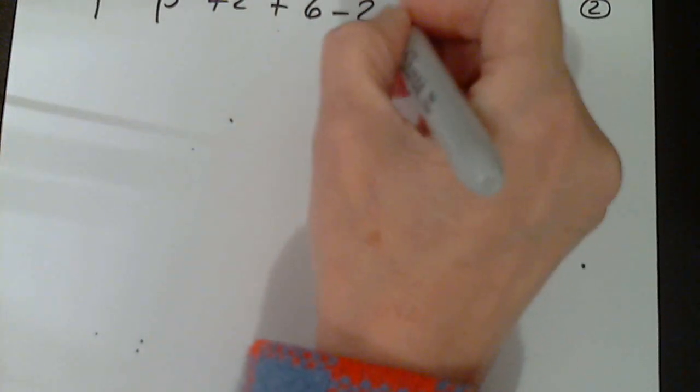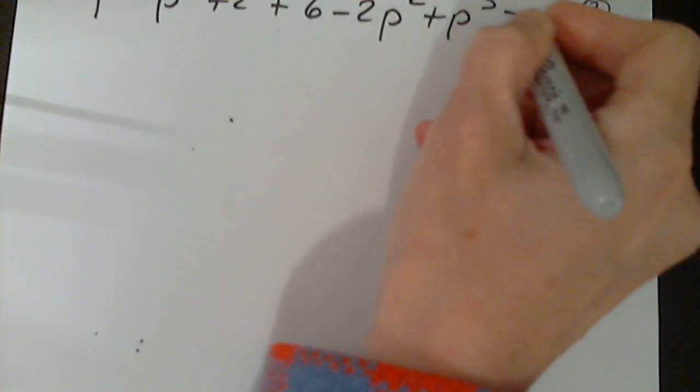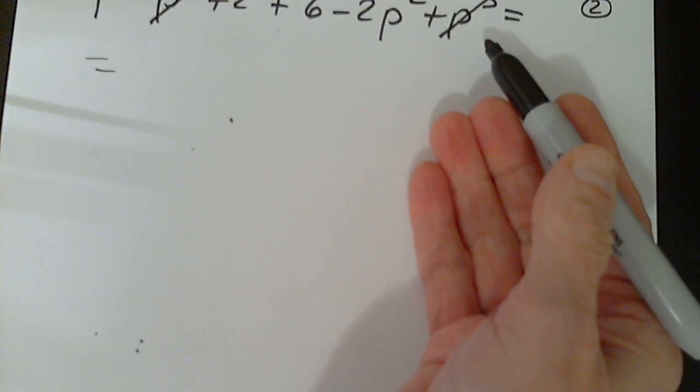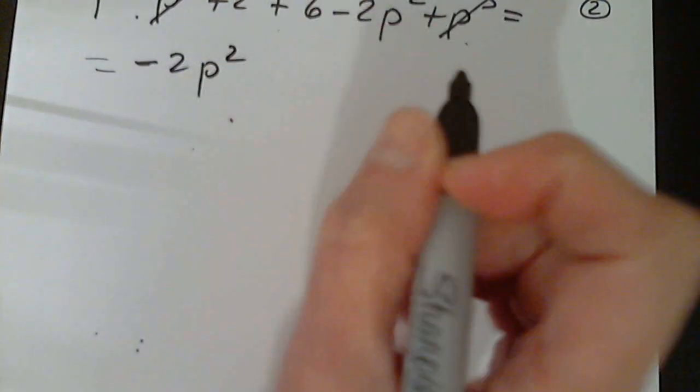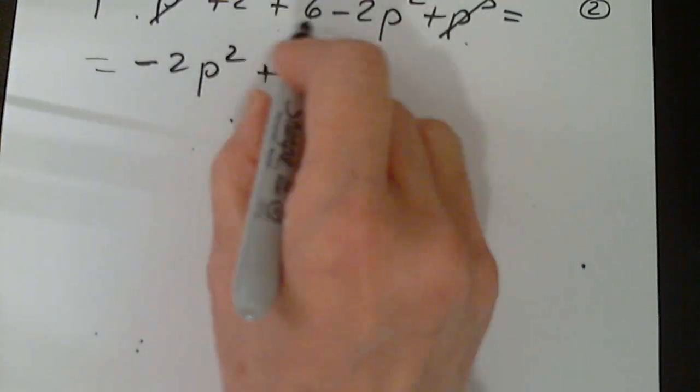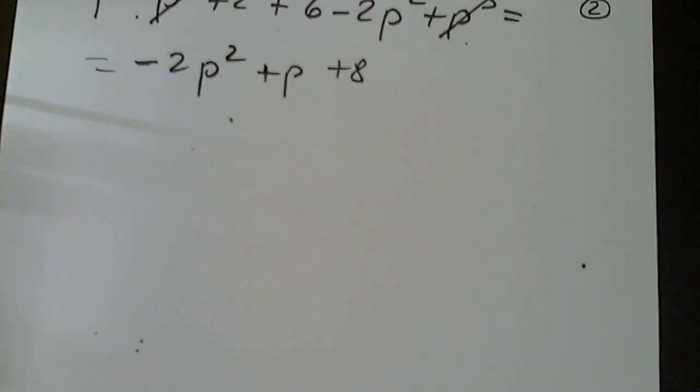we had p minus p to the third plus 2 plus 6 minus 2p squared plus p to the third. We always put everything in descending order. We start with power 3, but these two are gone. I continue with power 2. And then I continue with power 1. And then I continue with no power. And this is it.